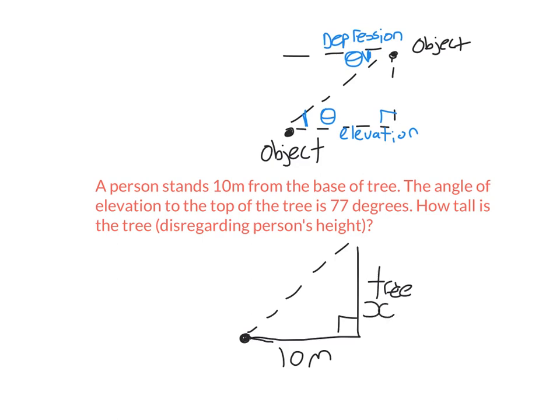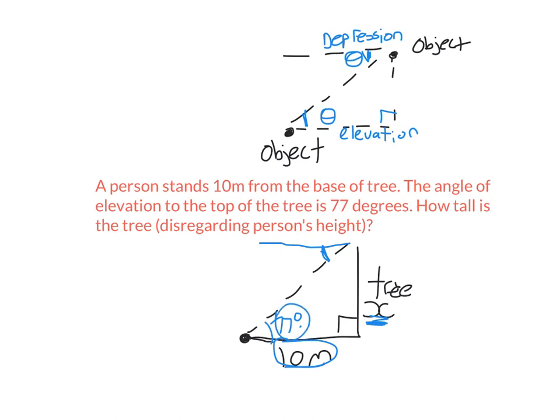Now it tells us the angle of elevation to the top of the tree is 77 degrees. So that's actually this one here. Of course the angle of depression from the tree, which would be that one there, would also be 77 degrees. So now we have a right-angled triangle, we have an unknown side to find here, which is x. We have the value of another side, we have an angle, and so we can simply use trigonometry.